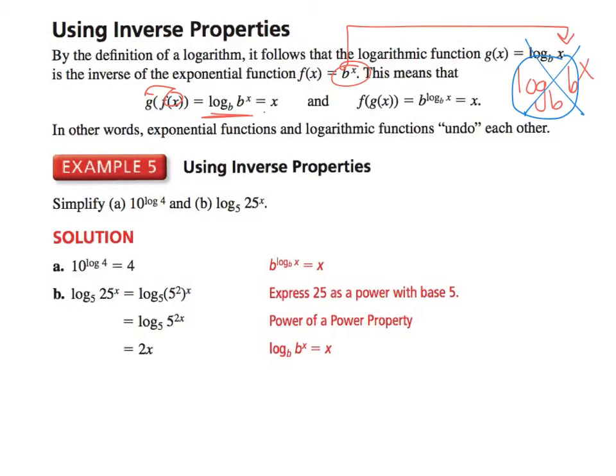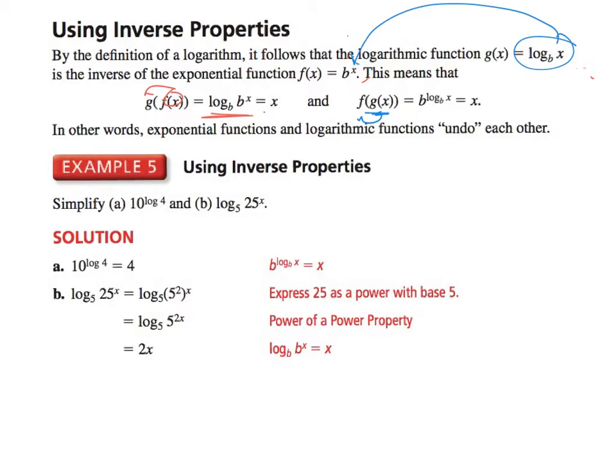The same thing is true if you plug in one to the other. If I take g of x and plug it into f of x, that means if I take g of x, plug all of this in for x, that means I have b to the power of log base b of x. All of that cancels, and you are left with just x.